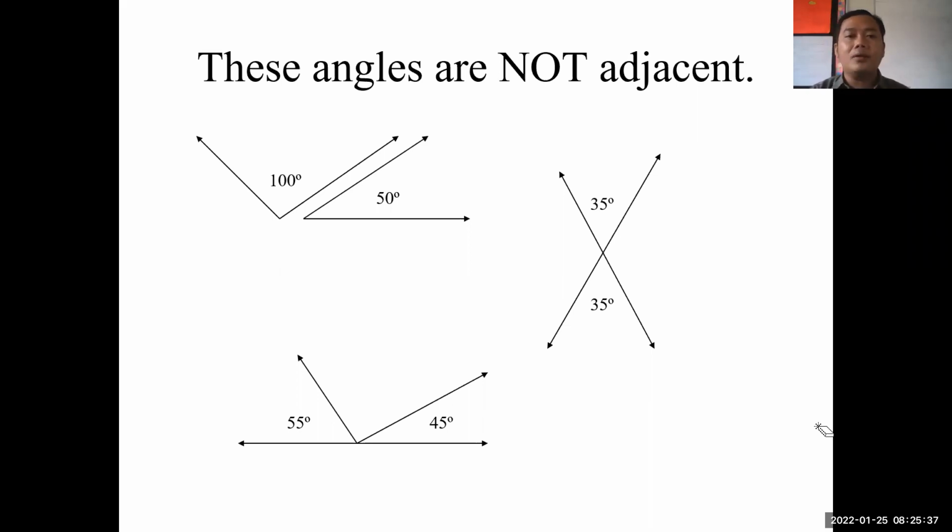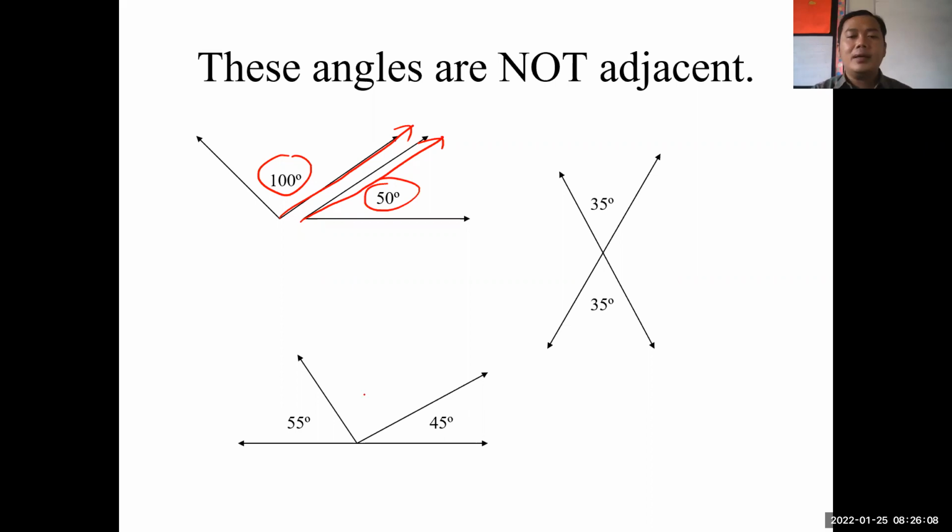For example, the first one we have this 100 and that 50, this guy and this guy. Why can we not call them adjacent? Because those two don't share the same ray, right? This 50 has this ray over here, and this 100 has this ray over here, and it's not the same. They are different rays, so we cannot call them adjacent. That's the first example.